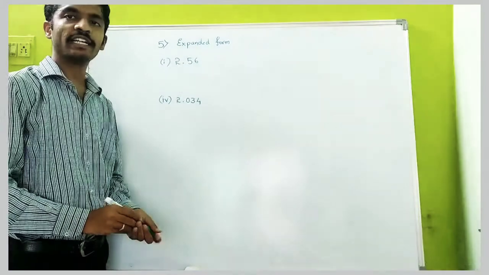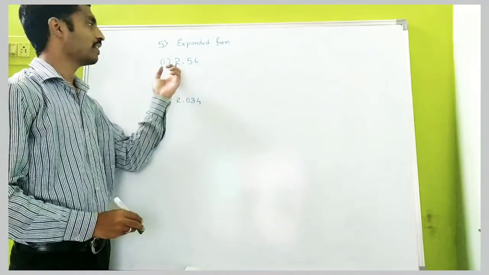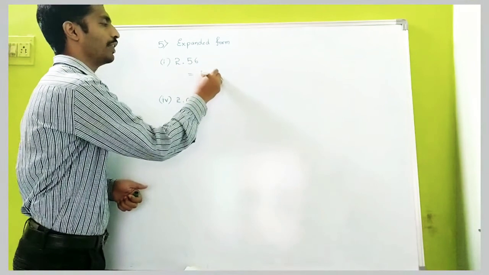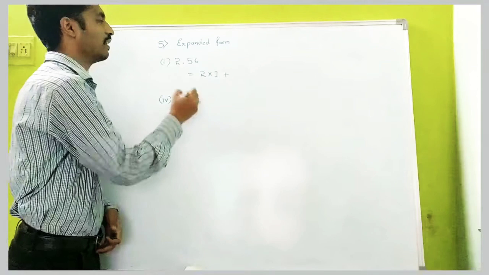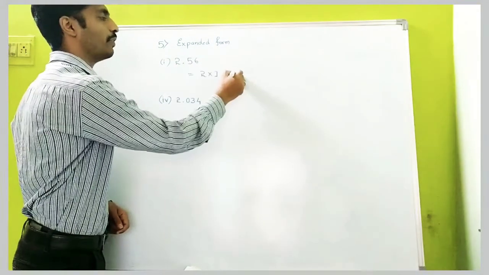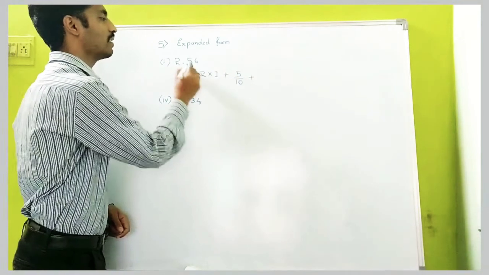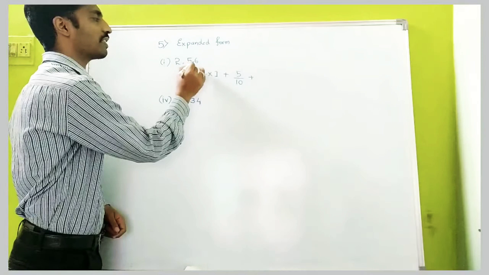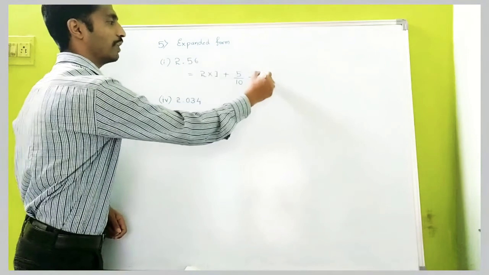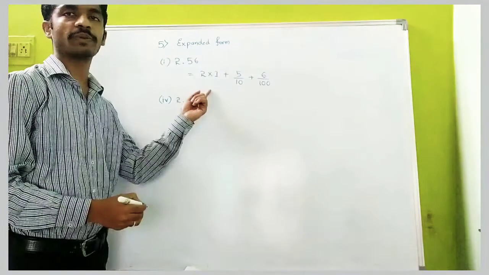Now writing in expanded form. Already in the starting I explained how to expand this. So 2 is in the ones place, so let's write it as 2 into 1 plus, here 0.56 is there. So 0.5, how we will express? It will be 5 by 10 plus, 0.56 means now we have to expand the 6. It is in the hundredths place, so it will come like this, 6 by 100. This is our expanded form.